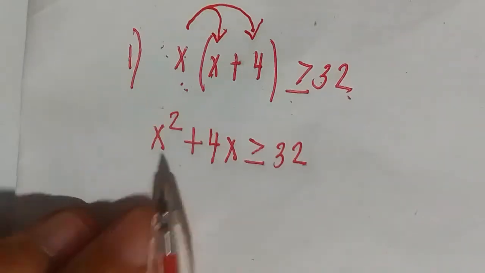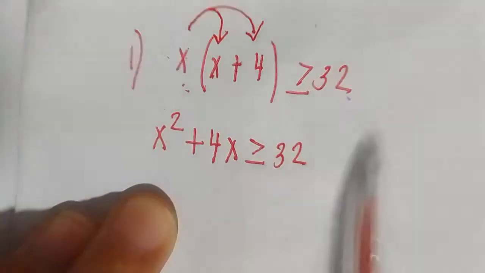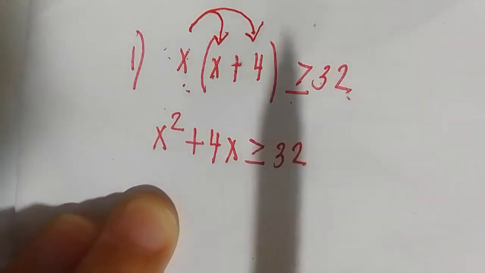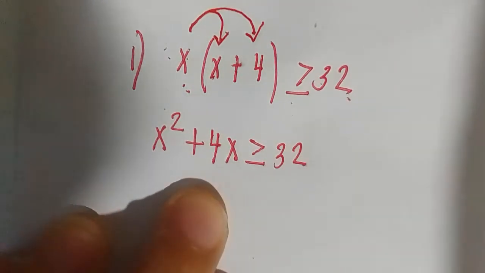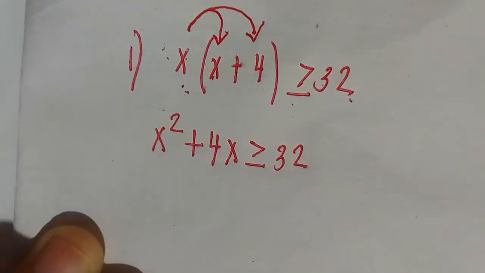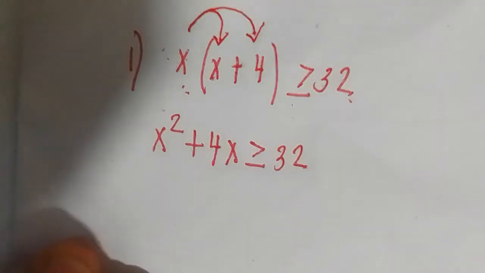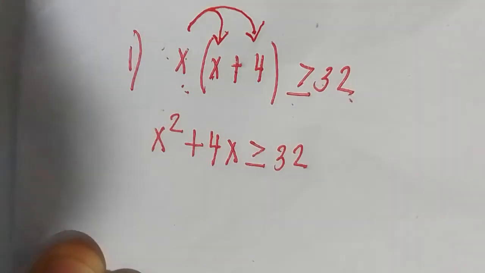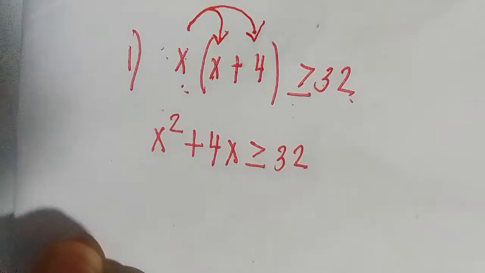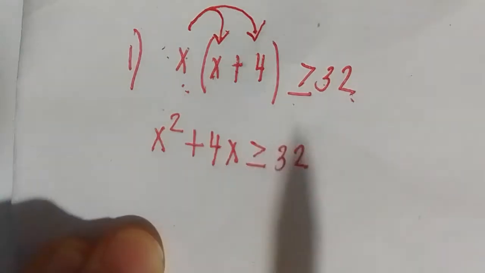Now, is it in standard form already? Not yet. You have to remember that in standard form, the right side is 0. The left side is written properly, with decreasing exponents of the terms. Correct and simplified.